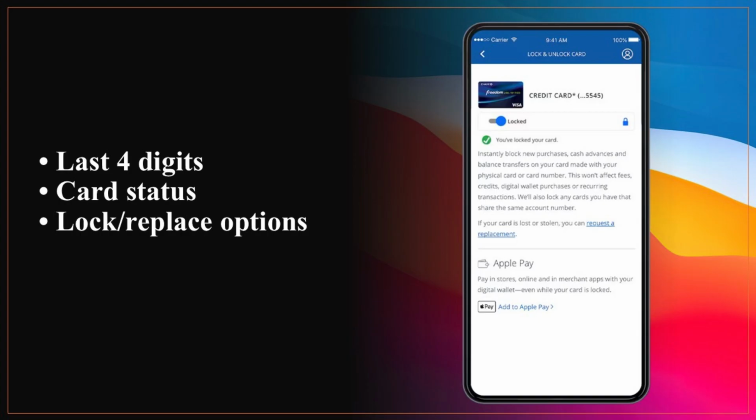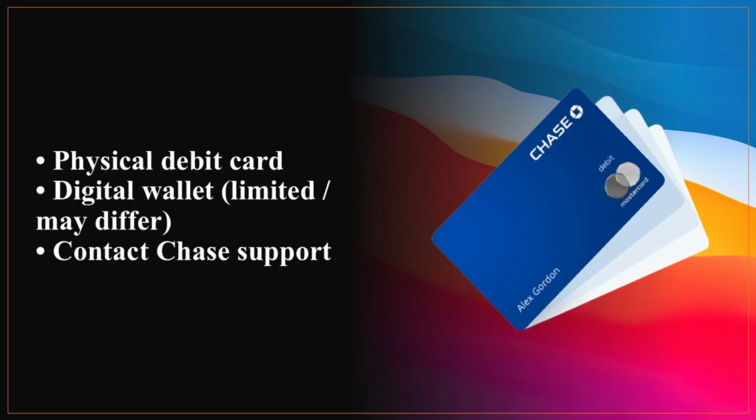But you'll be able to see that the full 16-digit number is not shown. So where to actually find your full debit card number? You can find it on your physical card. That is the fastest way. It is written on the front of your debit card. And you can also find it within your digital wallet.